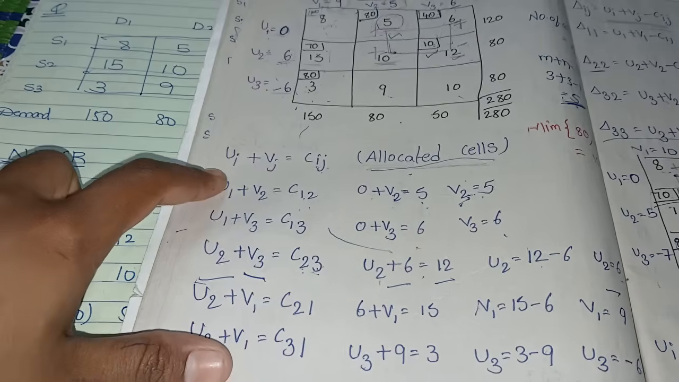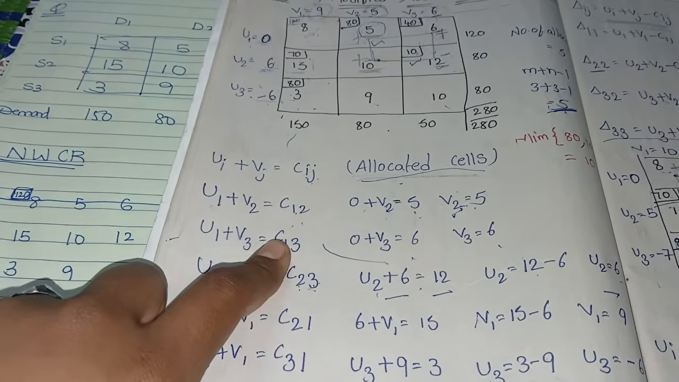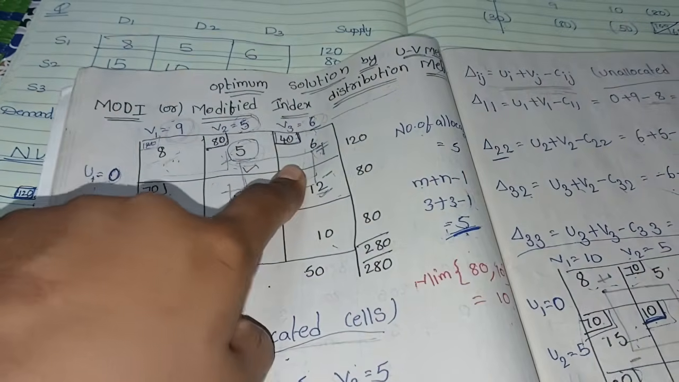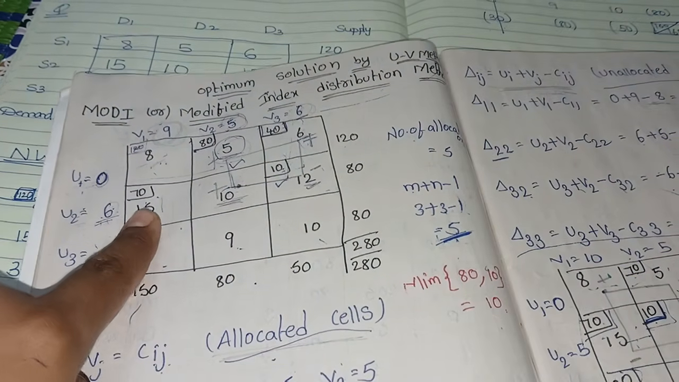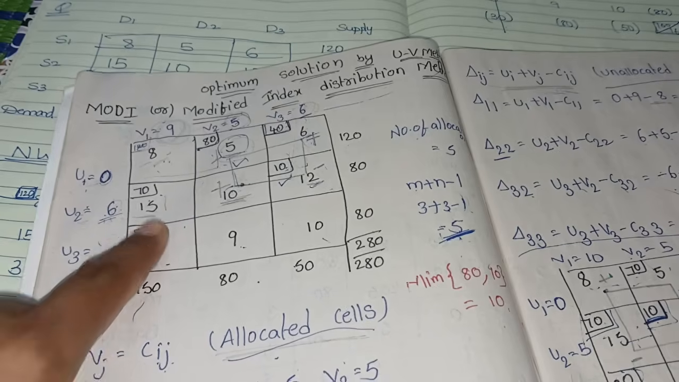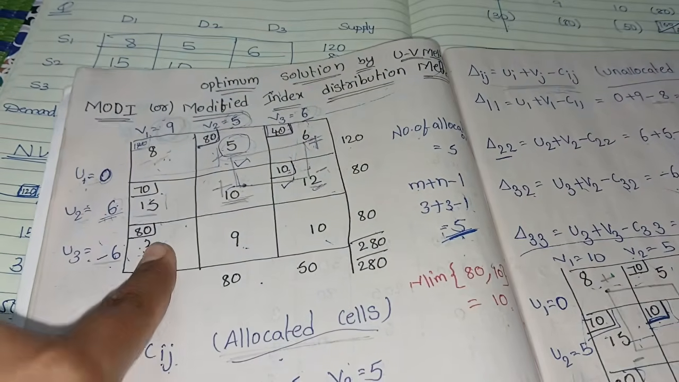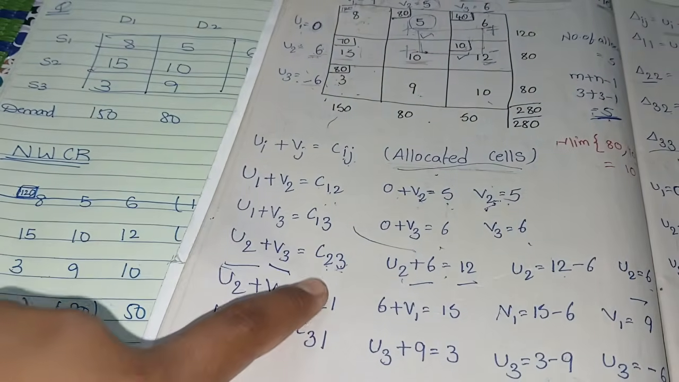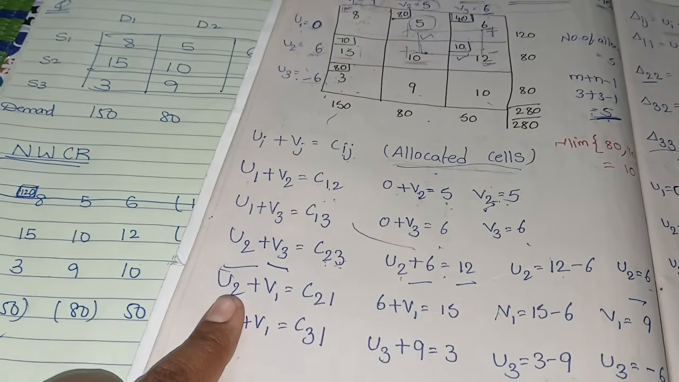These are the formulas. See why the formulas are changing: C12 means first row, second column. C13 means first row, third column. Second row, first column, that is C21. Next C23. C31, because third row, first column. Like that I have written everything. So I think you have understood.